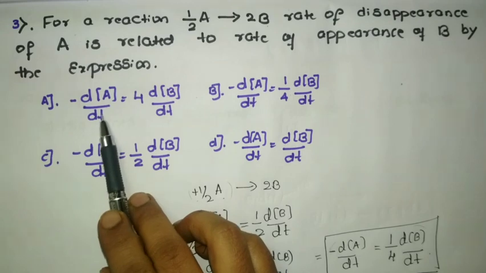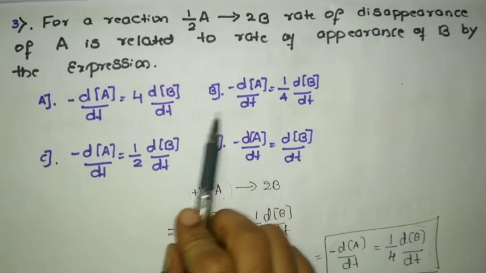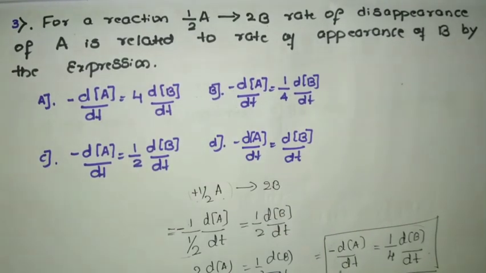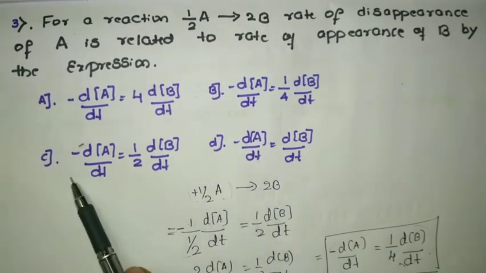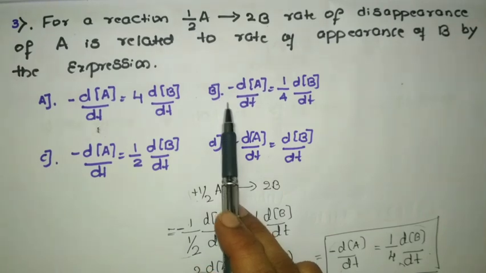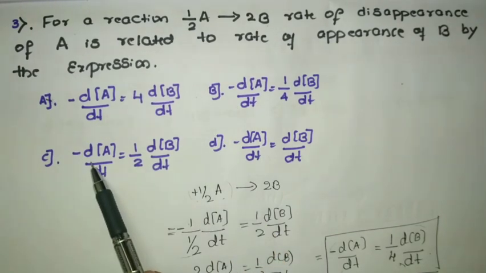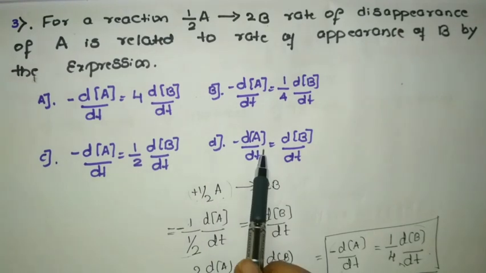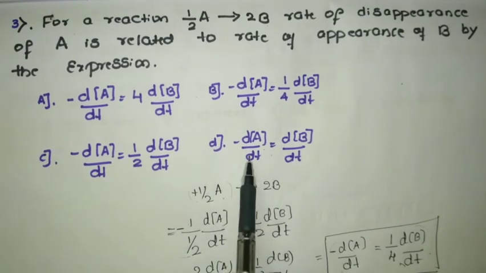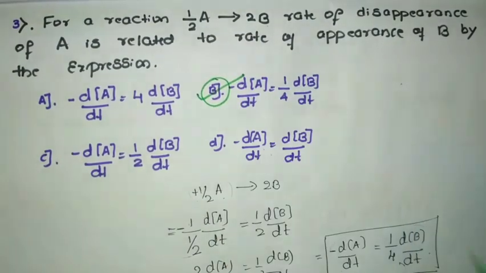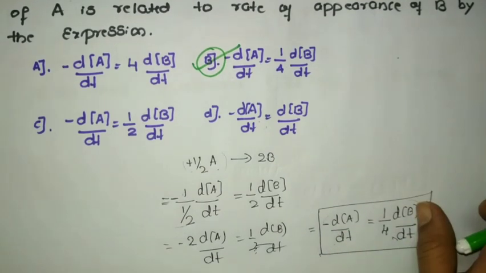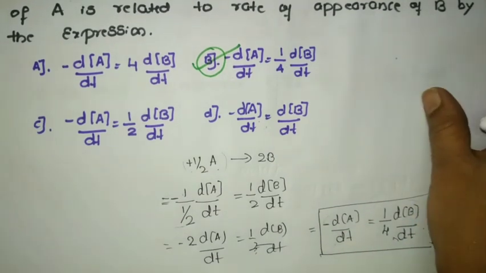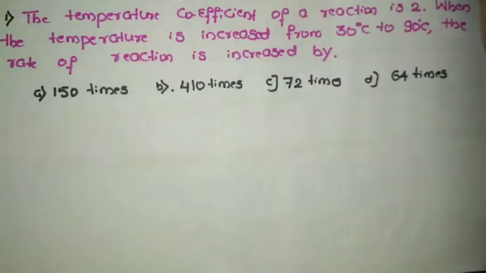Check the first option, no, it is not there. Check the second option, yeah, it is minus dA by dt equals 1 by 4 dB by dt. Since we got the answer, option B is correct. If you compare it with equation C or D as well, it does not match, so option B is correct. If you know how to write the rate expression like this, then it will be very easy to calculate. So this is the third question, and this completes 2017.